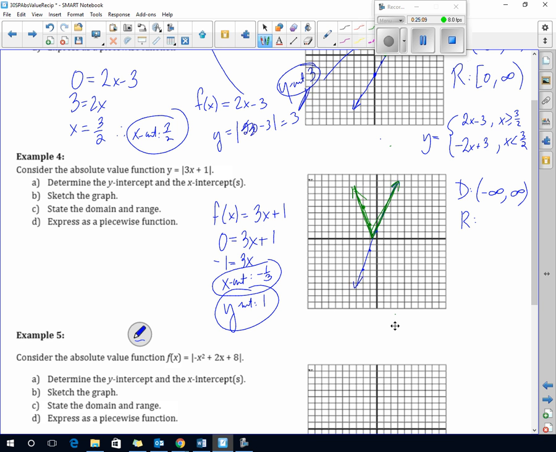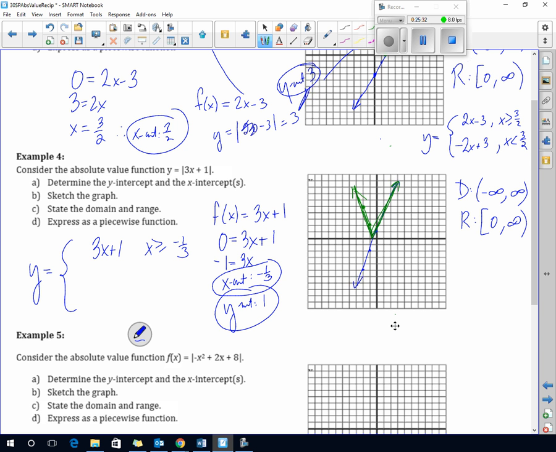What's my piecewise function? So y is equal to the line 3x plus 1 when x is greater than or equal to what? Negative 1/3. And it's equal to what? When x is less than negative 1/3. Very good. Okay, let's move on.